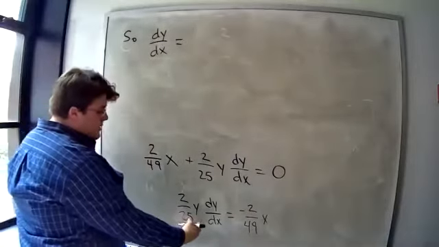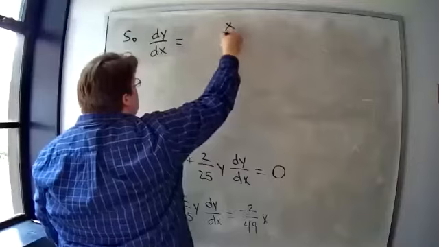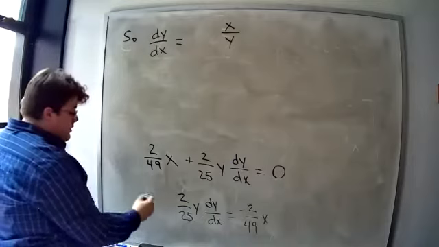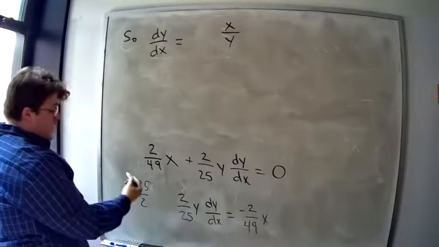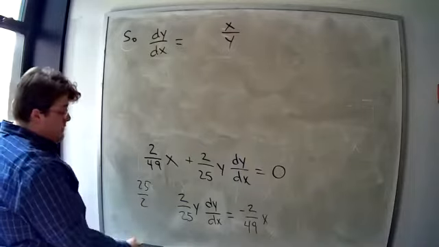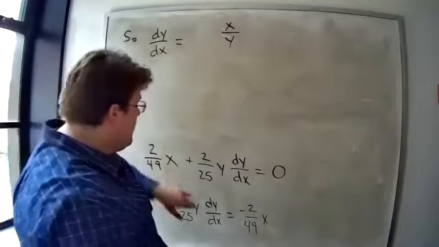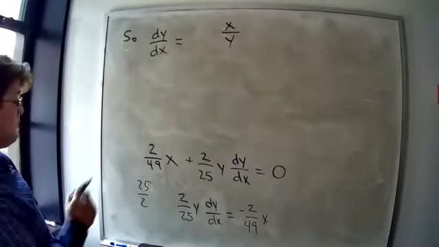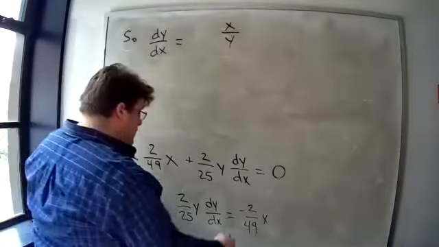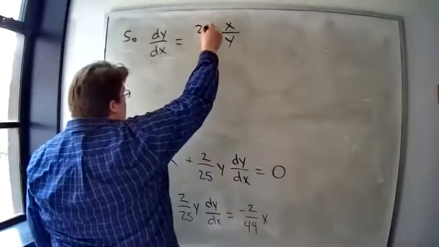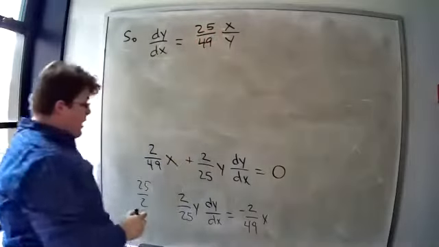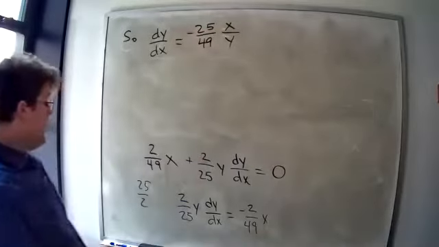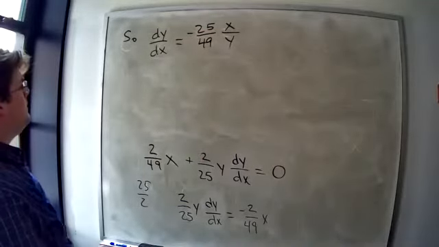To solve for dy/dx, first I'll divide by y, so we get x over y. Then I'll multiply everything by 25 halves. That'll cancel out with the 2/25. We already divided by y, so that y isn't there. That'll solve for dy/dx. Multiply the left by 25 halves, multiply the right by 25 halves. 25 and 49 aren't going to go away, but the 2 and the 2 do go away. All you're left with is the negative and the 25 and the 49.